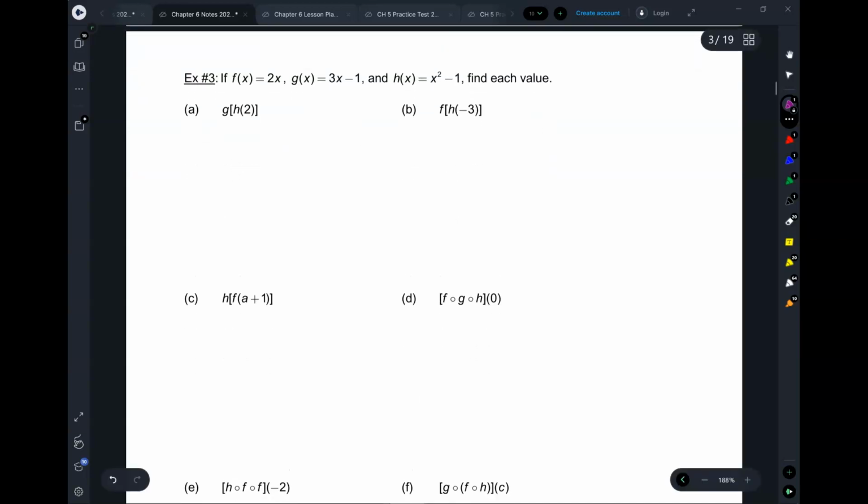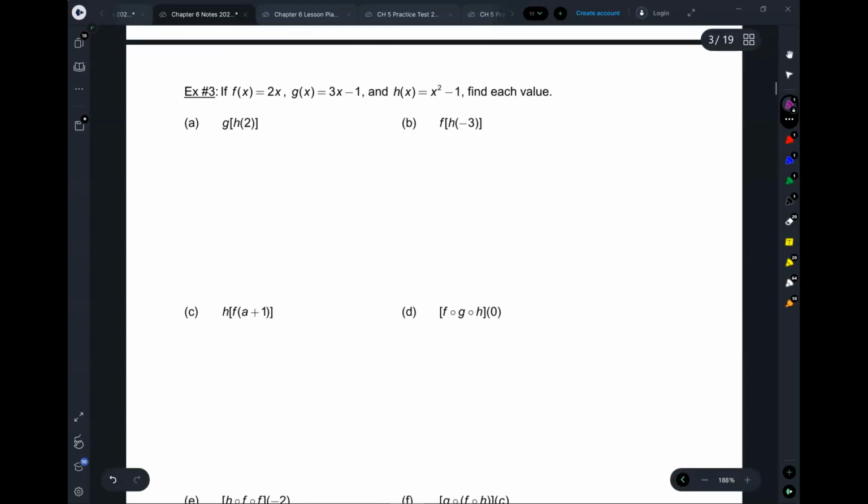Okay, so take a look at these. G of h of 2. Now we have values inserted in these, right? It's no longer g of h of x, right? Now we have a value inserted in here.